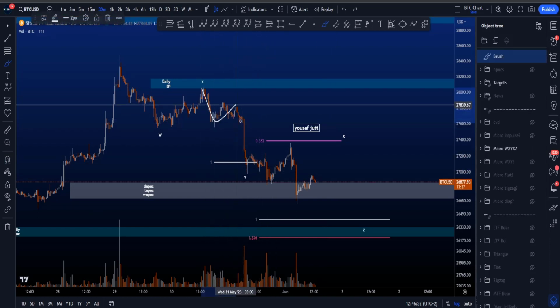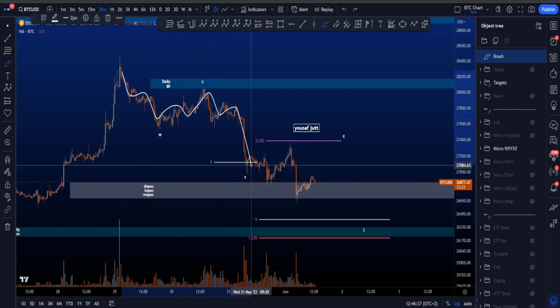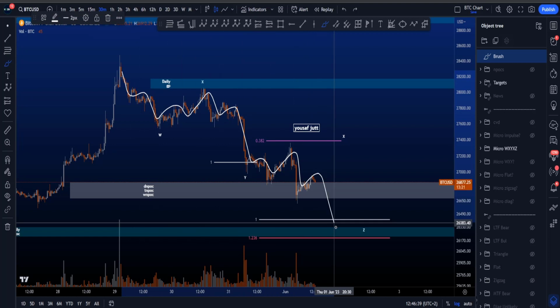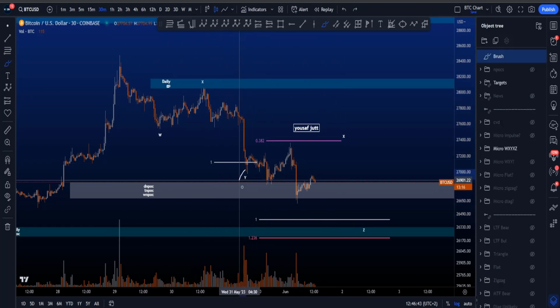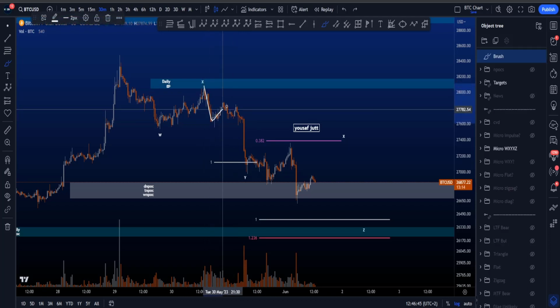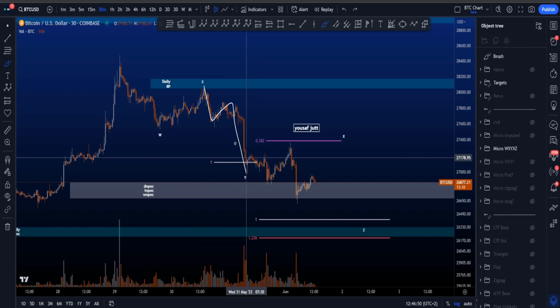And if this is then a wave Y in an ABC, because it is a 3, 3, 3, and then a 3, and then you're looking for another 3-wave structure. So it's all 3 waves. That is great, but that means that in this wave Y, you need to have a zigzag of an ABC. However, if this is an ABC, then wave C is very, very long.